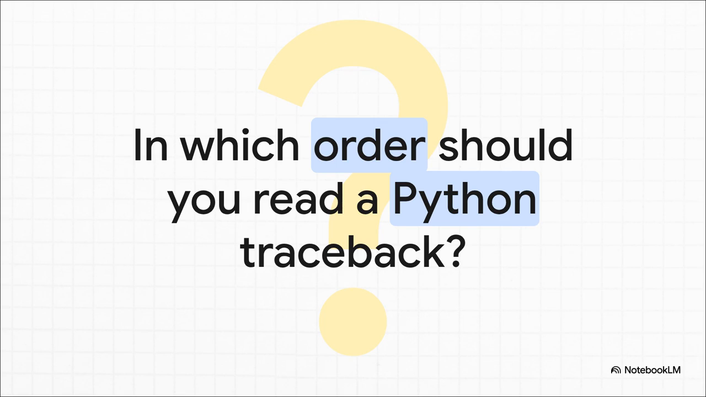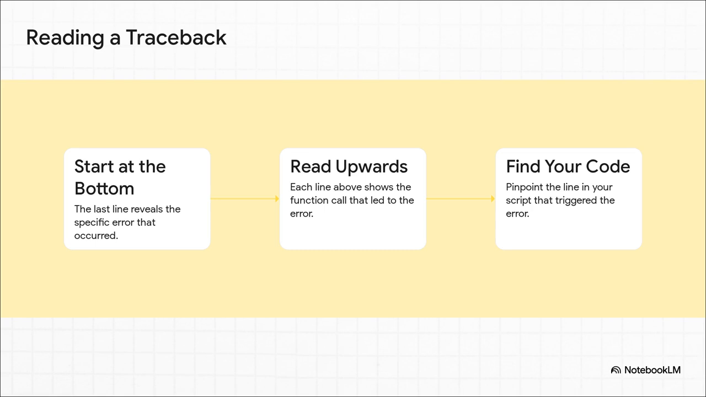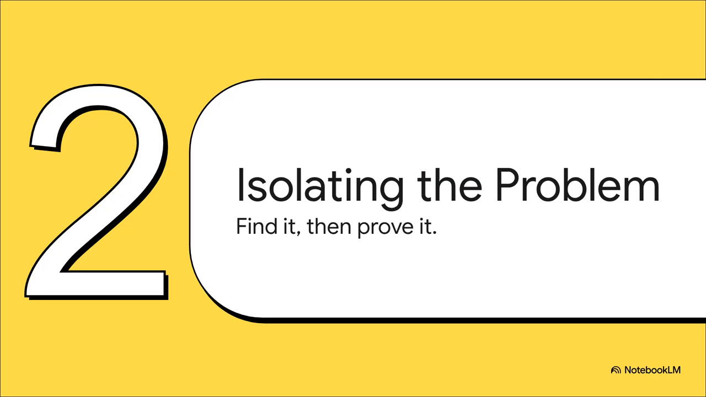Most people, their instinct is to start right at the top, where the program began. But that's actually the least efficient way to find the real problem. Here's the secret, the absolute game changer. Always start at the bottom. The very last line of the traceback is the money shot. It gives you the specific error type, like an import error or a value error. From there, you read up. Each line is like a breadcrumb showing the exact path your code took. Your job is to follow those breadcrumbs back until you find the line in your code. And that's your culprit.